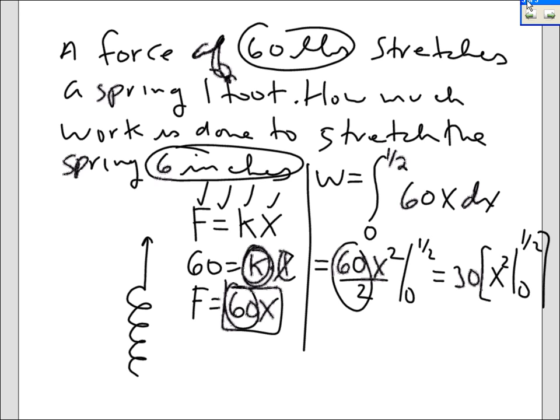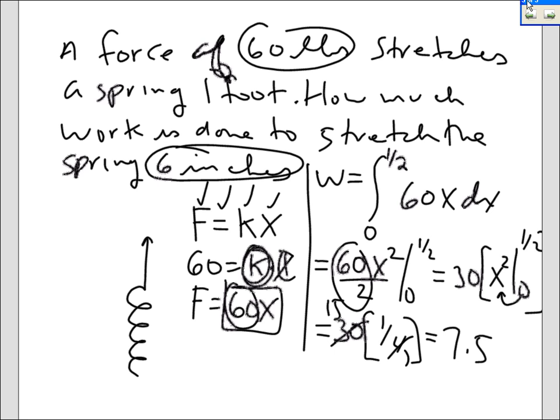When you plug in a half and square it, you get a quarter. And when you plug the 0 in, you get 0. A quarter minus 0 is still a quarter. A quarter times 30 is 7.5. 2 goes into 30 15 times, so 15 over 2, which is 7.5. That's the work required to move the spring from its natural position 6 inches.